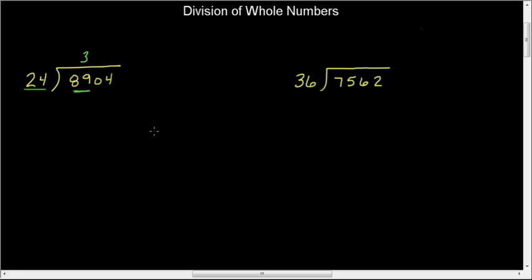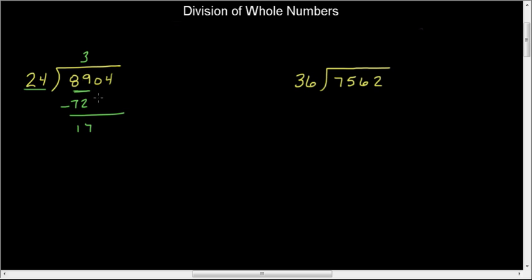And so we have to now multiply 3 and 24. Over on the side, you can go ahead and do this. You can do this in your calculator, that's fine, but we're trying to work this idea of long division. So don't just divide 8904 by 24 in your calculator and call it good. That's not the idea. So here we are. We have 3 times 24 is 72. We're going to subtract 72 from 89, and when we do that, we get 17.